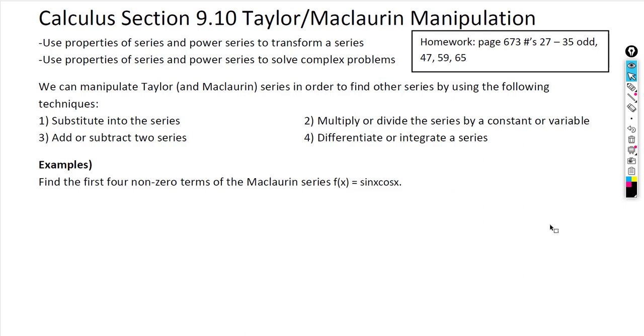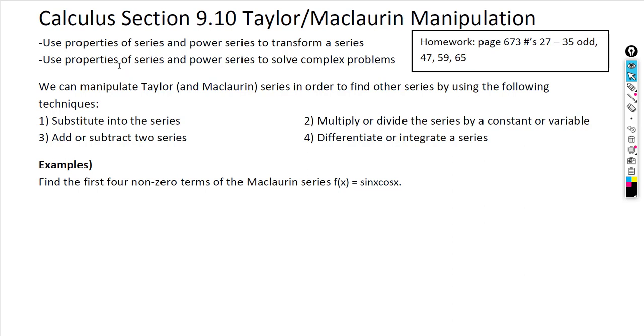All right, ladies and gents, this is 9.1, another one. This is part 3. And basically what we're going to do in this section is we're going to take a look at Taylor-Maclaurin series, and we're going to manipulate them so we can easily find another way to look at things so we can figure some things out. So that's what we're going to do.